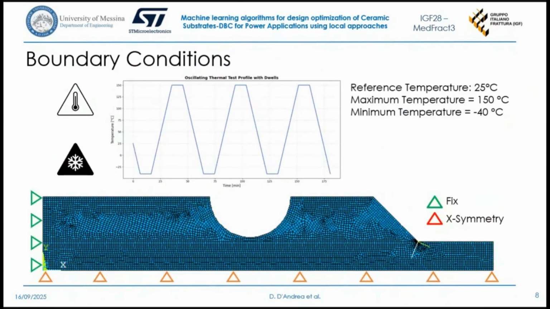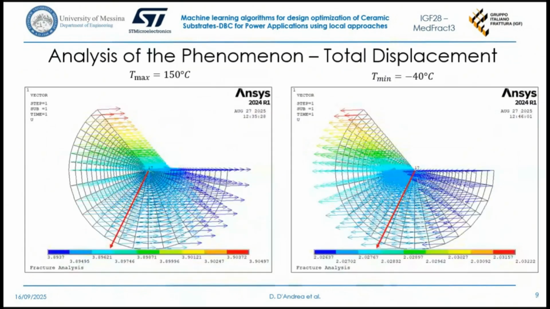We simulated the holding phase of the real fatigue experiment the producer made on these components. So we focused our attention on the maximum temperature, which is 150 degrees, and the minimum temperature at minus 40 degrees. And obviously, we used the axisymmetric condition and used the fixed constraint on the left side to simulate the presence of the rest of the components, the presence of other material.